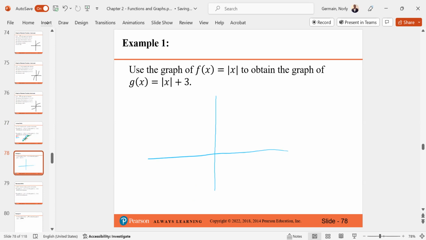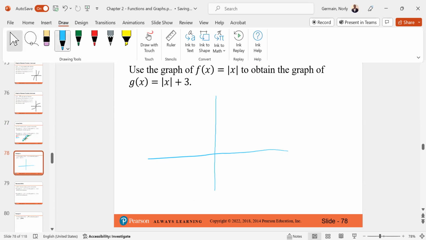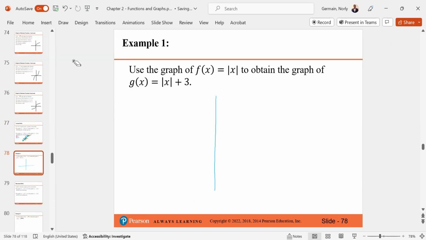Sorry for the line. I'm trying. I think my pencil is giving me a very hard time. Okay.